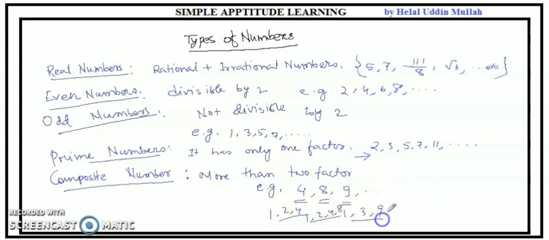So in this way we can see that these numbers have more than 2 factors. These types of numbers are known as composite numbers.